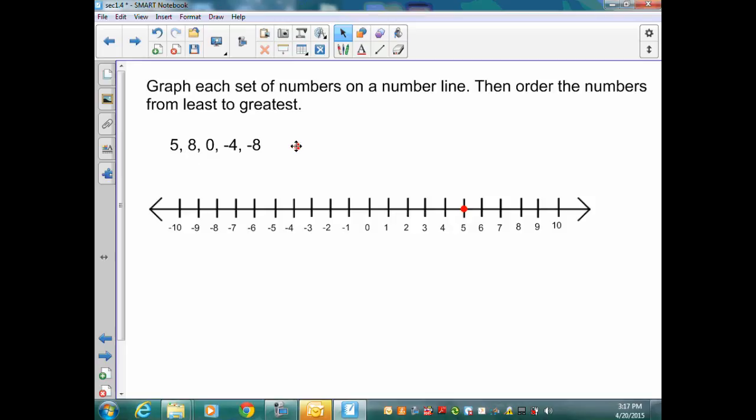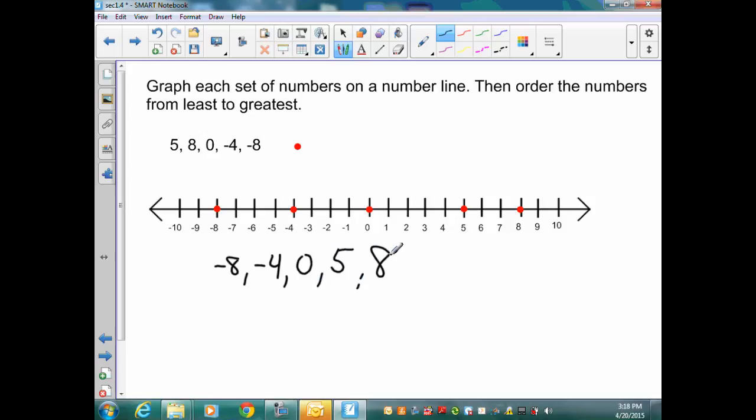Next, 8. Zero. -4, and finally -8. And they want me to order these from smallest to largest. I just go from left to right on my number line. From left to right, -8, -4, 0, 5, and finally 8.